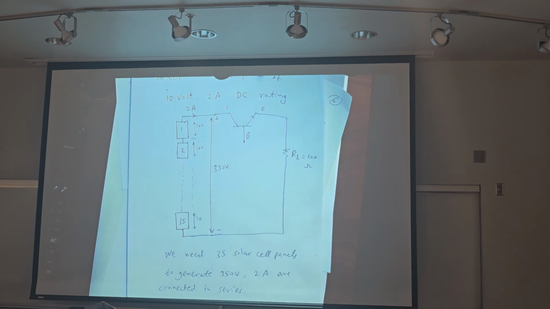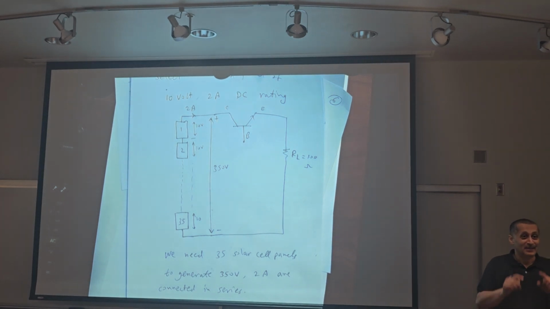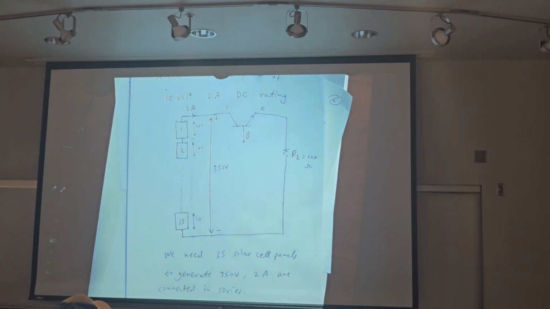3 times 120 equal 360. In the exam, I will give you the data for different numbers available in the market. So you can design according to the table given, the available values.